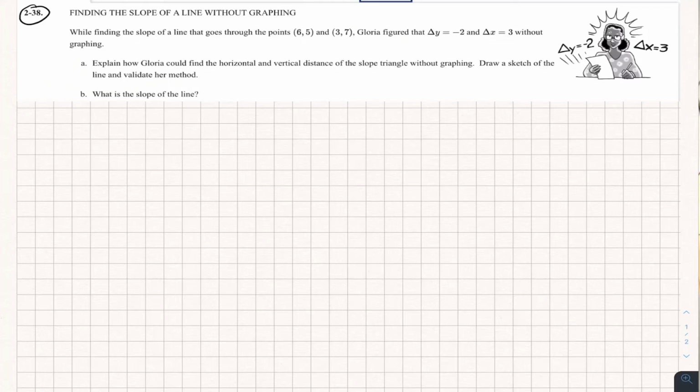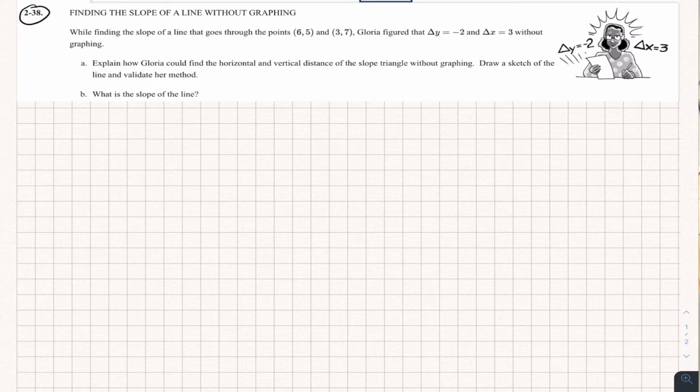Anyways, today what we're going to do is take a look at finding the slope of a line without actually graphing those points. So, without further ado, let's take a look at the screen. While finding the slope of a line that goes through the points (6, 5) and (3, 7), Gloria figured that delta y, or our change in y, is -2, and that delta x, or our change in x, is 3, without graphing. So, our task is to explain how Gloria could find the horizontal and vertical distance of the slope triangle without graphing, and then draw a sketch of that line to validate her method. And then we have to determine what is the slope of the line.